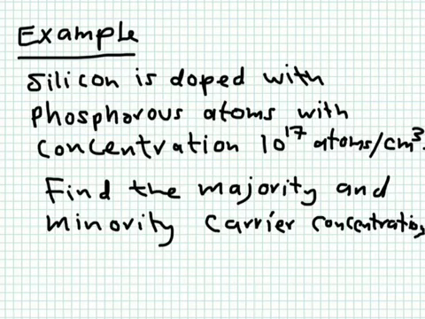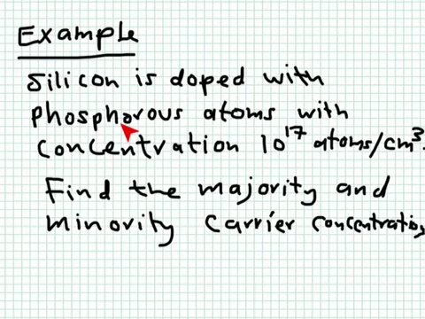Okay, I will show you now an example. We have now silicon, and silicon was doped with phosphorus at a concentration of 10 to the power 17 atoms per centimeter cube. This is the concentration of the impurity that we introduced. And remember, phosphorus is a pentavalent impurity, so it has 5 electrons in its outermost shell. I would like you to find the majority and the minority carrier concentrations in this case. What is the majority carrier concentration? What is the minority carrier concentration?